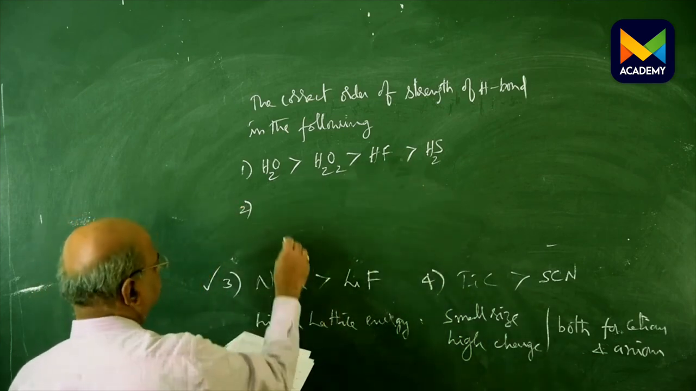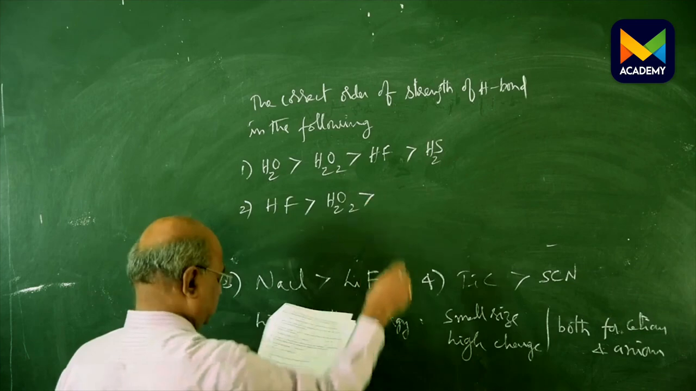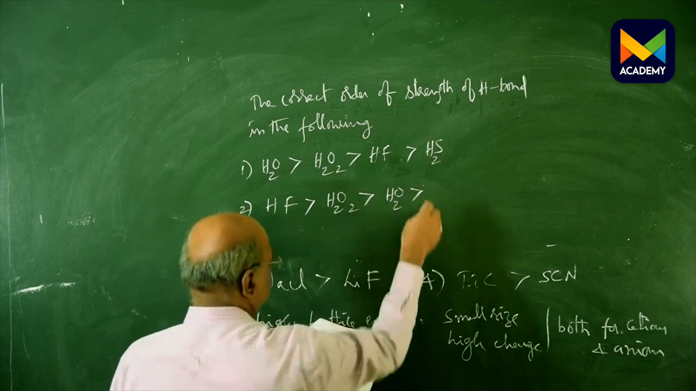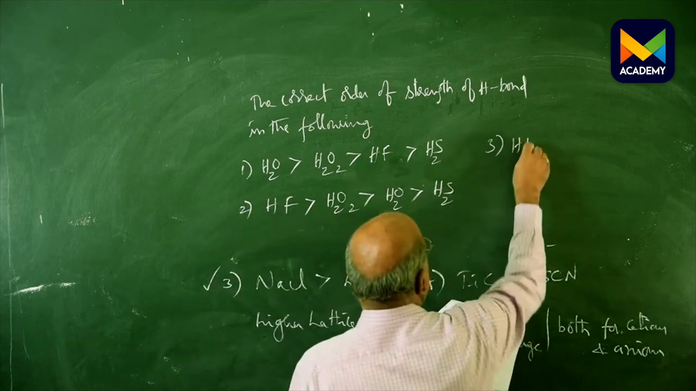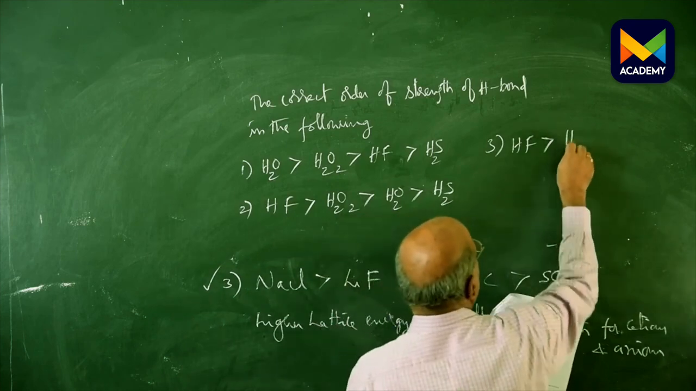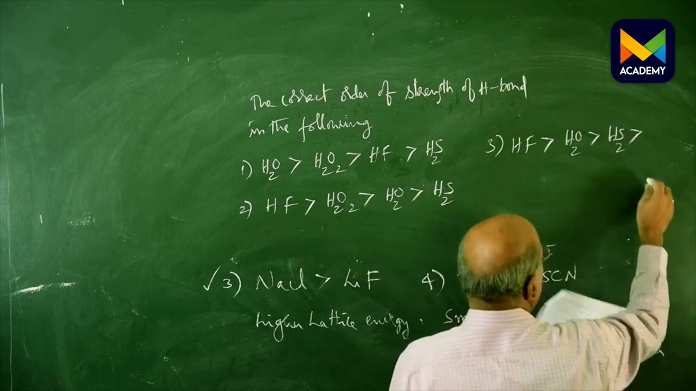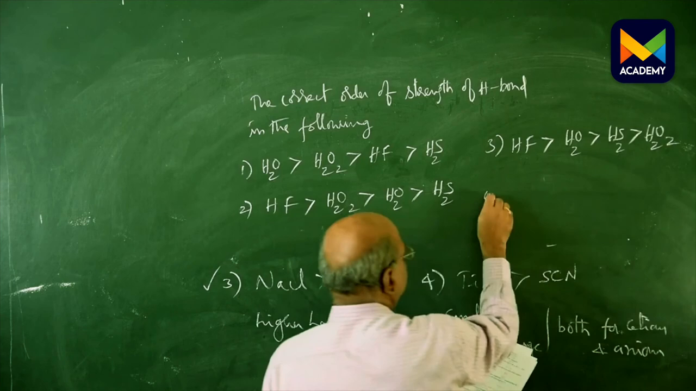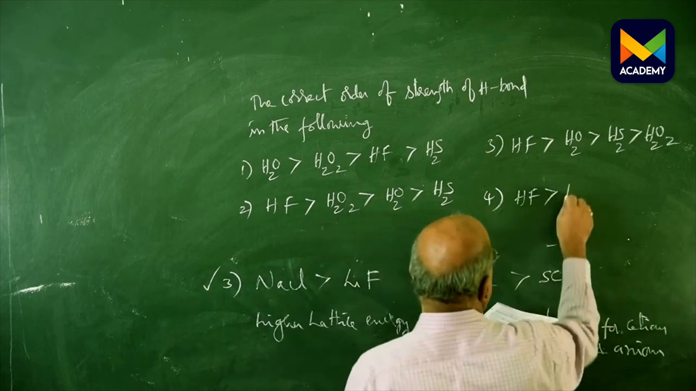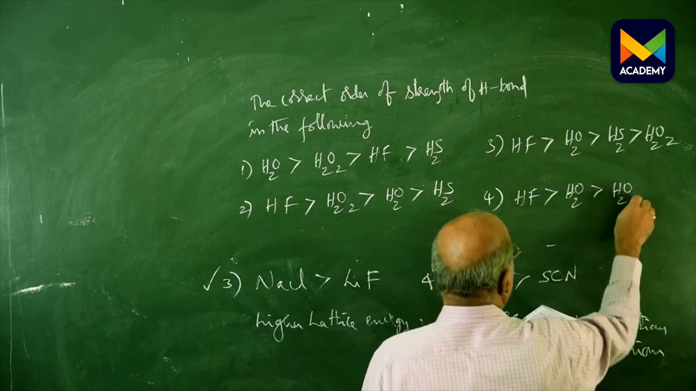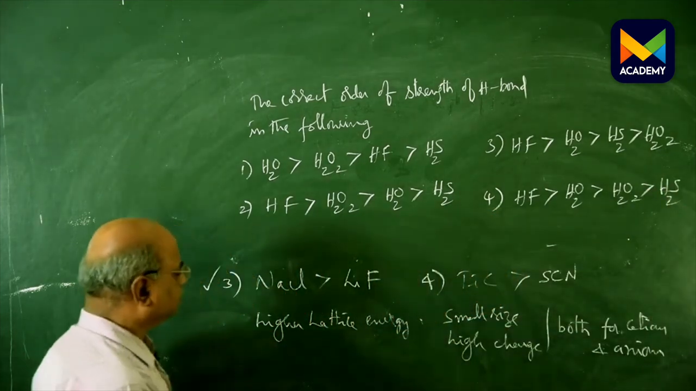Second case, HF more than H2O2 more than water more than H2S. Third option, HF more than water more than H2S more than H2O2. Fourth option, HF, H2O, H2O2, H2S. So these are the different molecules given.